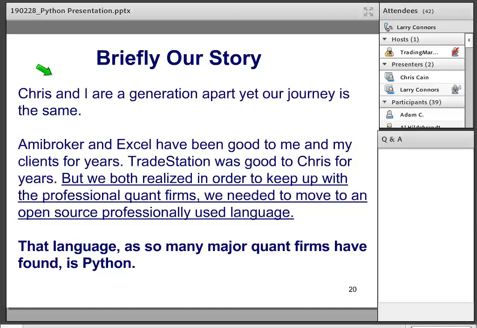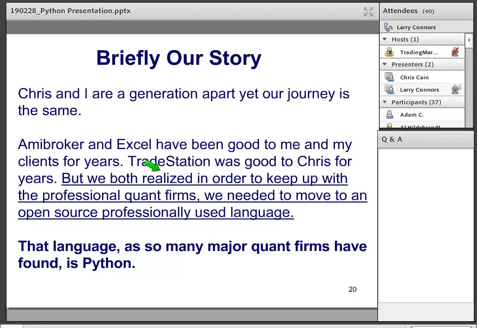Okay. So briefly, I'll tell you real briefly our story, Chris's and my story behind this. Chris and I are a generation apart in age, but our journey through programming has been basically the same. AmiBroker and Excel have been very good to me. Many of you here probably got onto AmiBroker likely because of us. We were one of the early movers on the trading side with AmiBroker, combining it with Excel. It's been very, very good to us.